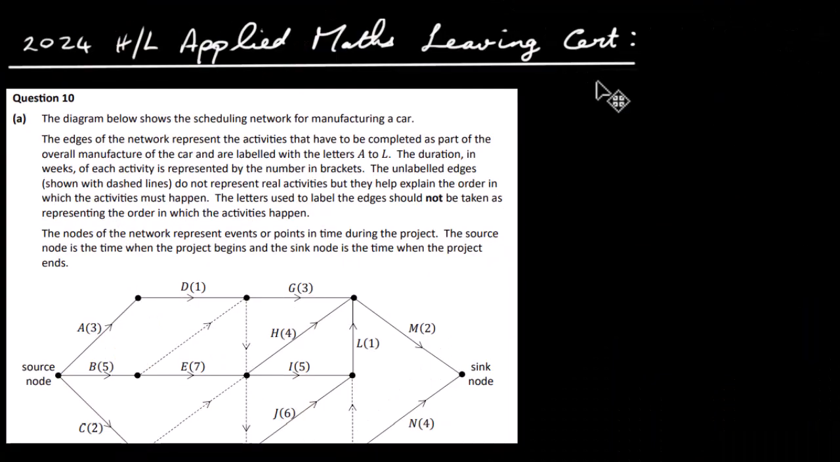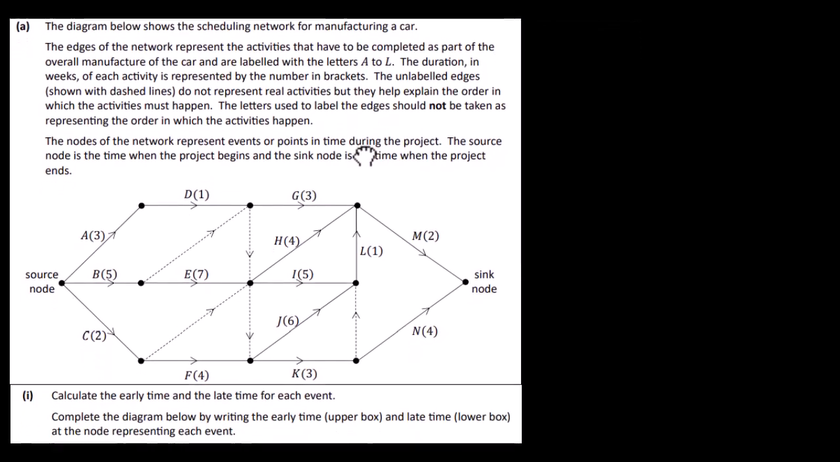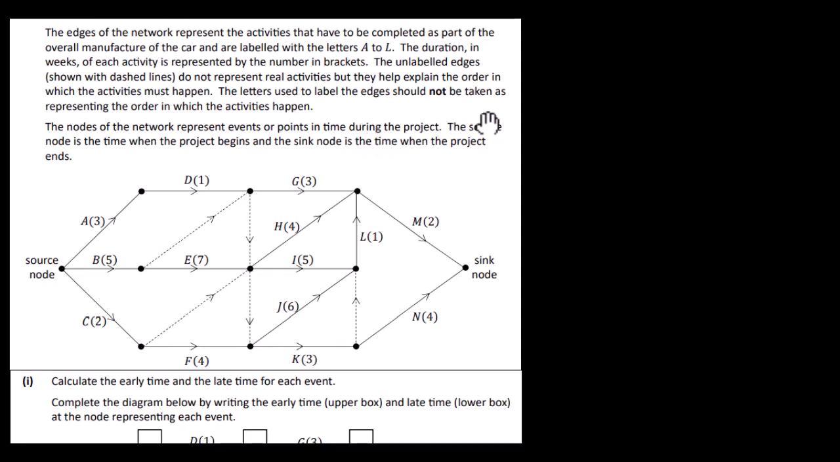Okay, so this is the 2024 Higher Level Applied Maths Leaving Cert paper, question 10. The diagram below shows the scheduling network for manufacturing a car. The edges of the network represent the activities that have to be completed as part of the overall manufacture of the car and are labelled with letters from A to L. The duration in weeks of each activity is represented by the number in brackets.